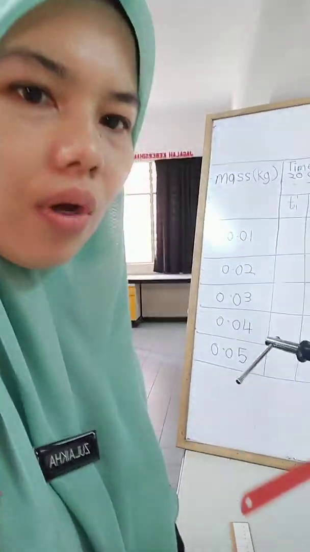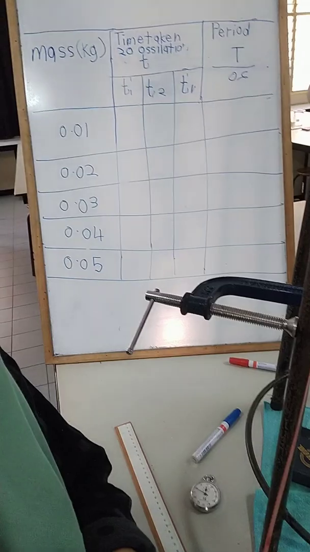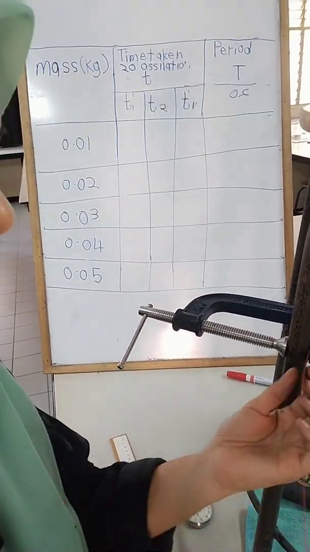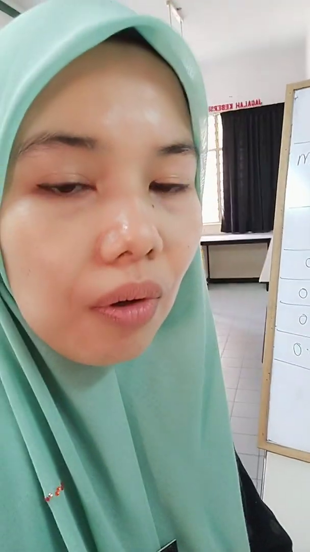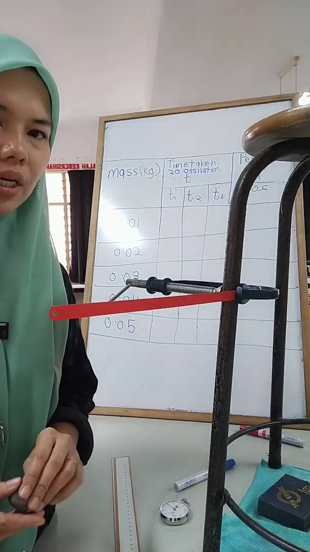Okay, a powerful measuring apparatus. So without wasting any more time, you have to know your jigsaw blade can only vibrate. You can only release your jigsaw blade with an angle less than 10 degrees to reduce the external forces, especially air resistance. Okay, so we're going to start our experiment.